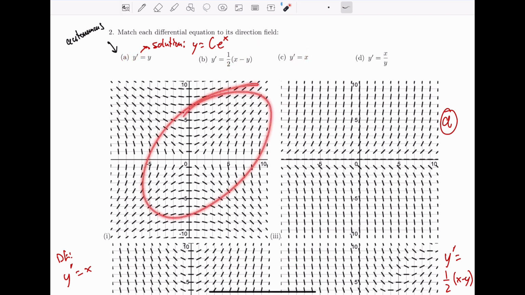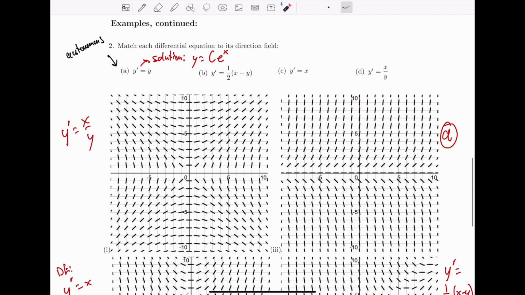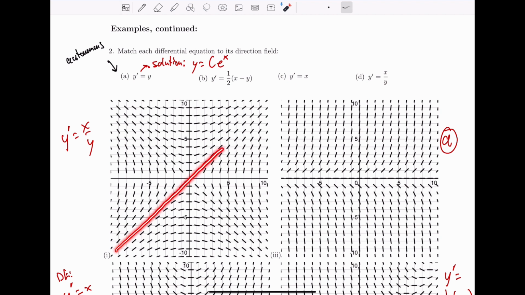This slope field must correspond to x over y. And let's talk a little bit more in depth about how this differential equation describes the slope field. So we have y prime equals x divided by y. First of all, notice that if x and y are the same, then x divided by y is just 1. And x and y are the same when y equals x, that's this line right here. So along this line, the slope is always 1. That matches what we would expect.